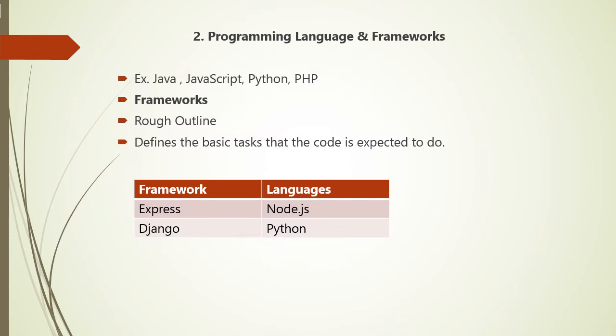Secondly, we are going to use various programming languages and frameworks. For example, we are going to use various programming languages like Java, JavaScript, Python, PHP, etc. Framework is nothing but you can say it is a rough outline or it is a skeleton code. It defines the basic task that the code is expected to do. For example, if we are using framework as Express, language used is Node.js, then framework is Django, language used is Python. So you can use various combinations of frameworks and languages according to your need.